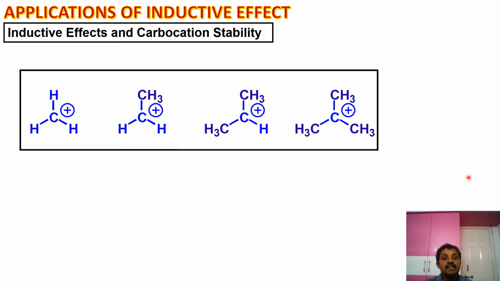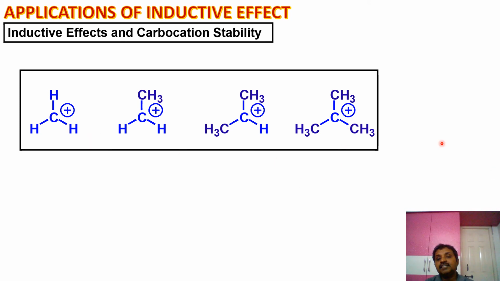Now let us discuss the stability of carbocations. Now this is the methyl carbocation. Here, with the substitution of one of the hydrogens with a methyl group, it becomes ethyl carbocation, that is, primary carbocation. When two hydrogen atoms are substituted with two methyl groups, then it becomes secondary carbocation. If all the three hydrogen atoms are substituted with methyl groups, then it becomes tertiary carbocation.